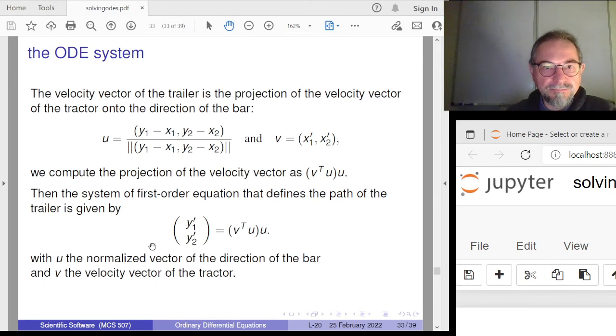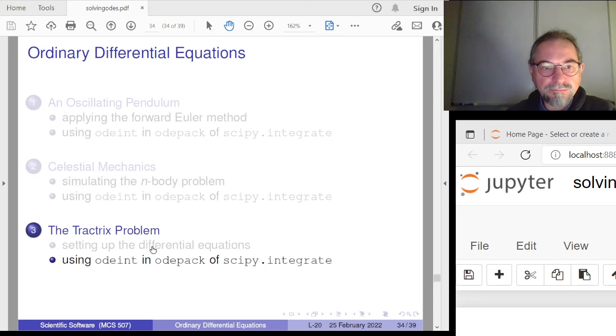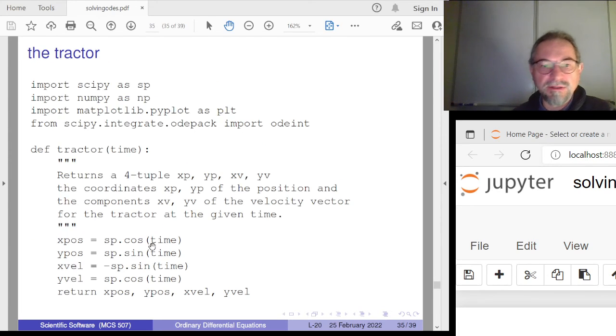Okay, and then comes the definition. We have two functions. We have a function tractor as a function of time. This will define the running on the circle, and I think here time goes up. So we indeed are moving counterclockwise. If you would work with negative times here, you would go clockwise.